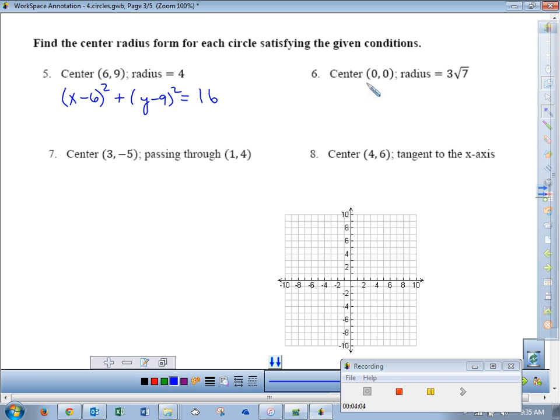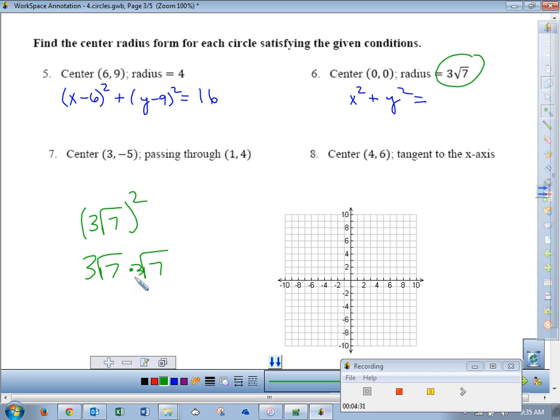Center (0, 0), so you're doing just plain Jane x squared plus y squared equals. Squaring this radius is where we'll have our trouble. We have to square 3 square root of 7. I'm just going to do some work off to the side where I have room to write. Don't forget what squaring really means: you're taking that times itself. So you're really taking 3 square root of 7 times 3 square root of 7. You have to multiply numbers times numbers. What's 3 times 3? 9. Square root of 7 times square root of 7 is the square root of 49, which is really how much? 7. So you have 9 times 7, which is 63.